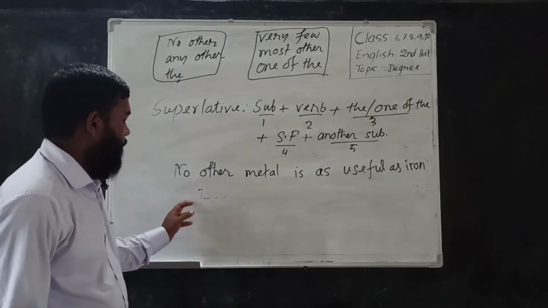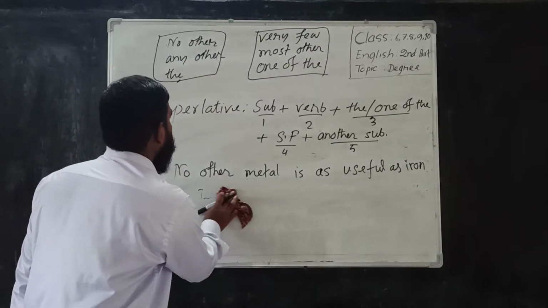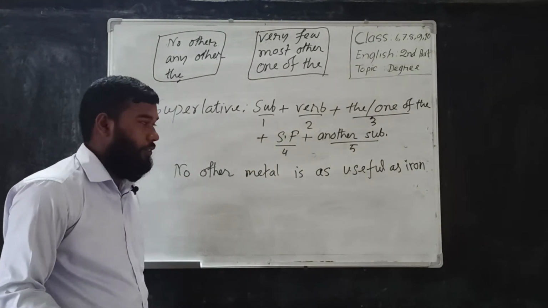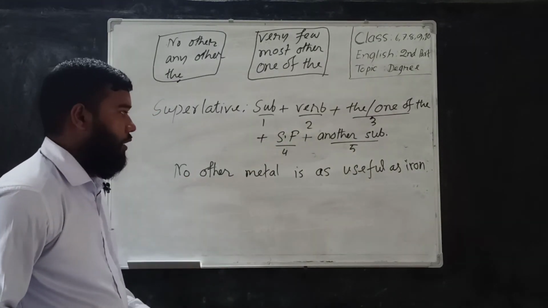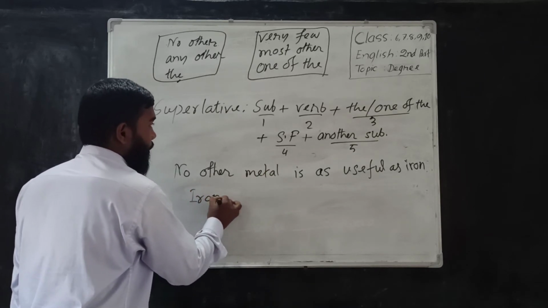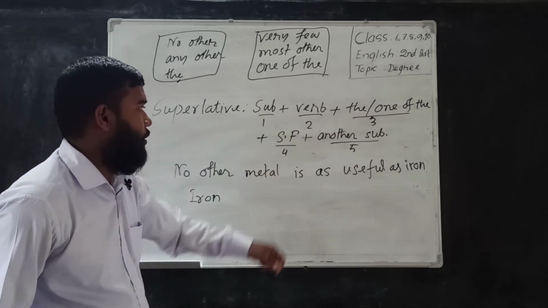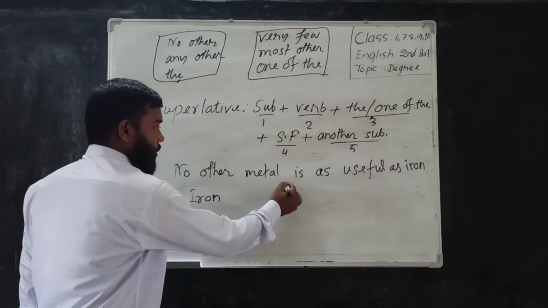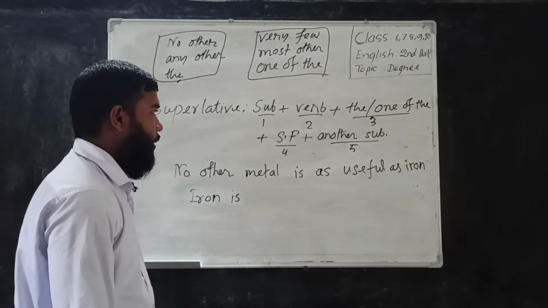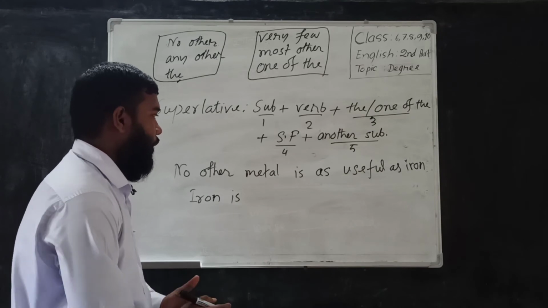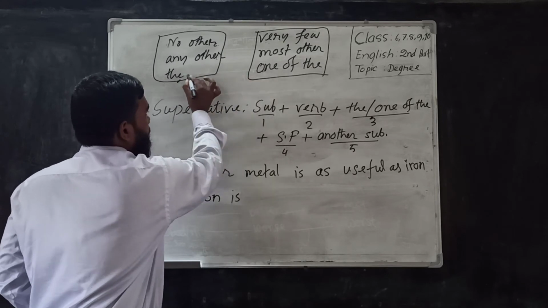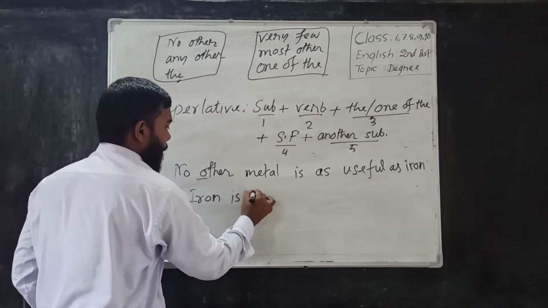Okay, let's try to change the sentence into superlative degree. First step subject. Dear students, as there is no subject at the beginning of the sentence, we have to take the last one, iron. Iron. Okay, first step complete. Second step, verb. According to iron, we have to take is. Iron is. Third step, the or one of the. As there is no other, we have to take which one? The or one of the? Obviously the.